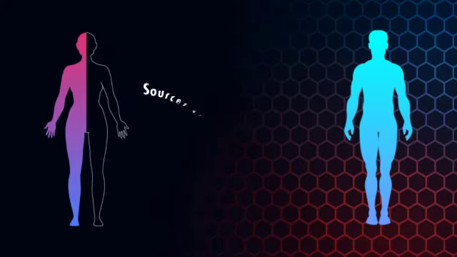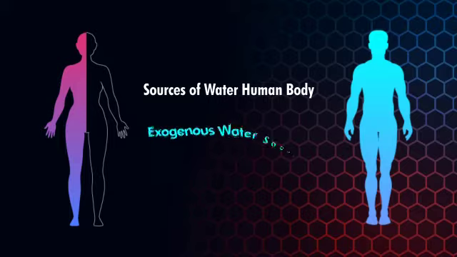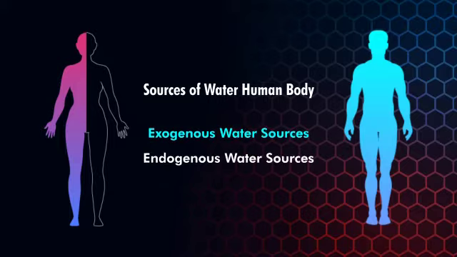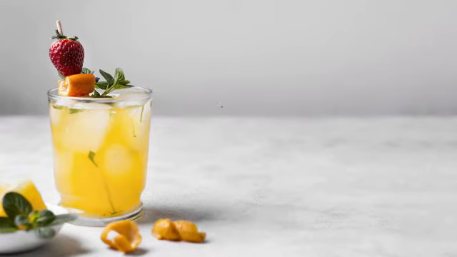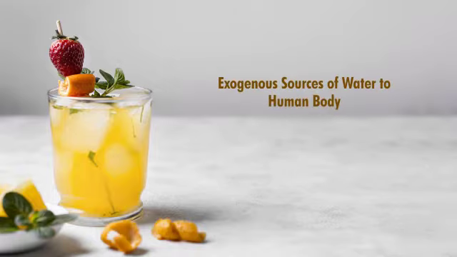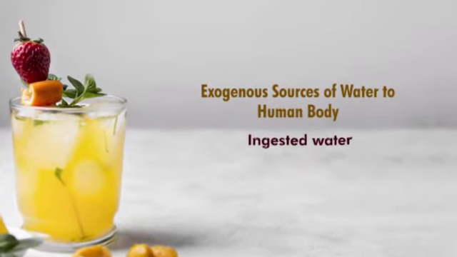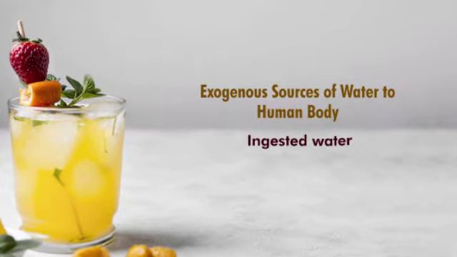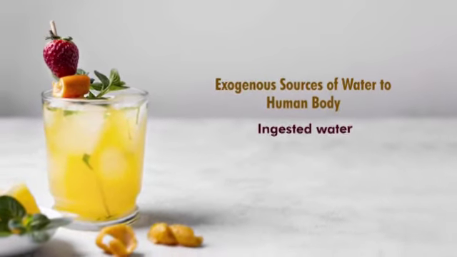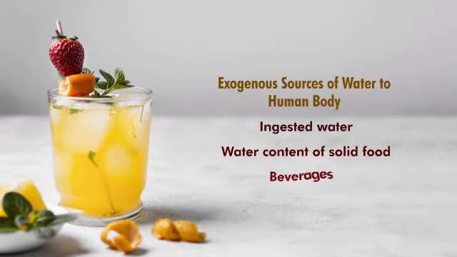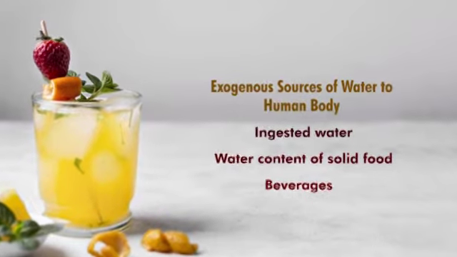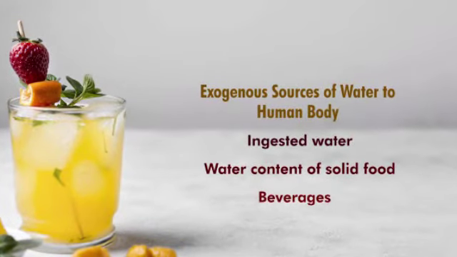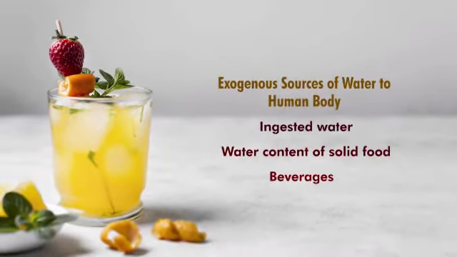Now, sources of water in the human body: exogenous water sources and endogenous water sources. Exogenous sources of water to the human body: through ingestion, we consume water. Water is available in the content of the solid food we consume. We also drink beverages, cold drinks and other types of drink. So in those forms we consume the water.